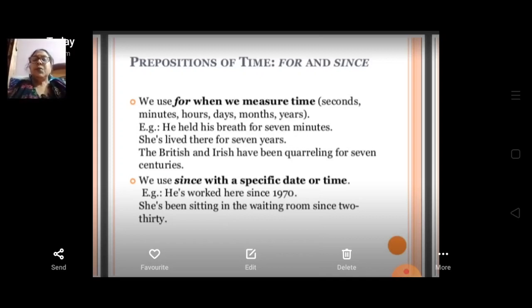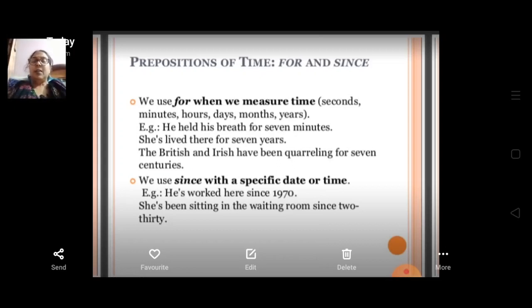Now we use for when we measure time. It means in seconds, minutes, hours, days, months and years. Whenever we are measuring the time, then we are supposed to use for. For example, he held his breath for 7 minutes. She's lived there for 7 years. The British and Irish have been quarreling for 7 centuries. It means it's measuring the time.